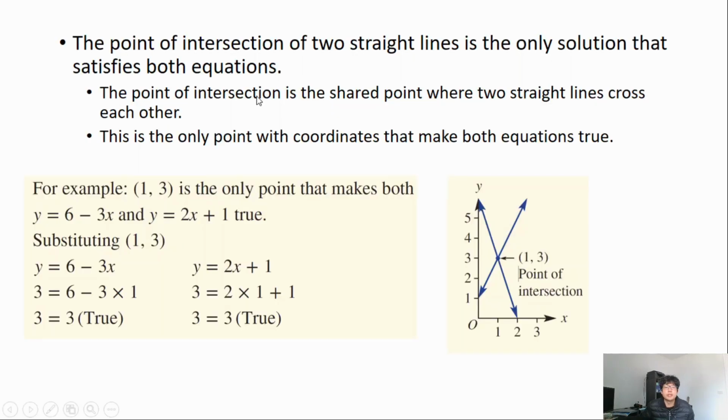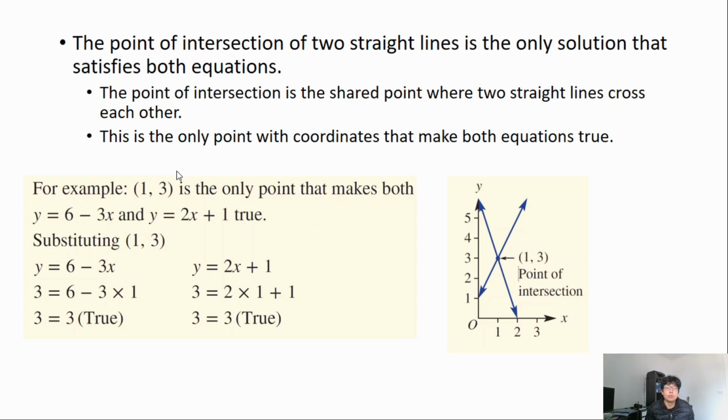Alright, now moving on to the next part. The point of intersection of two straight lines is the only solution that satisfies both equations. This happens when there are two sets of equations. The point of intersection is the shared point where two straight lines cross each other. So that's right there. And this is the only point with coordinates that make both the equations true.